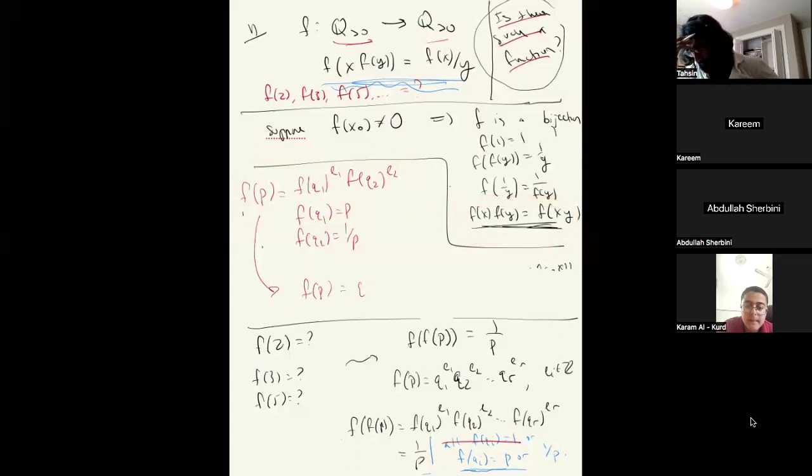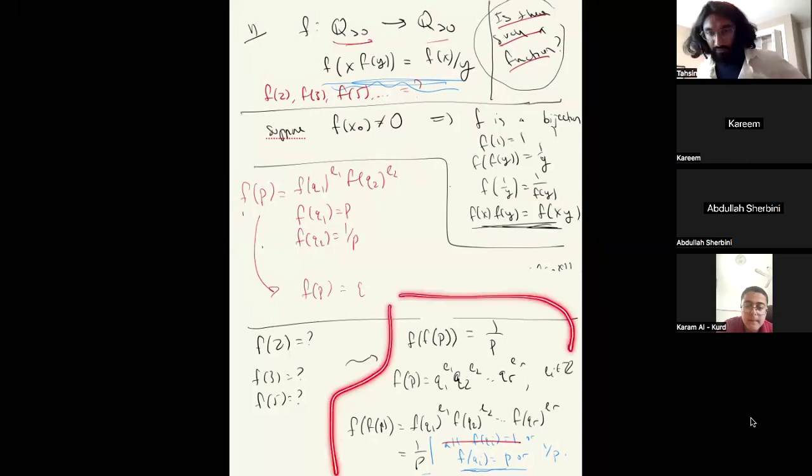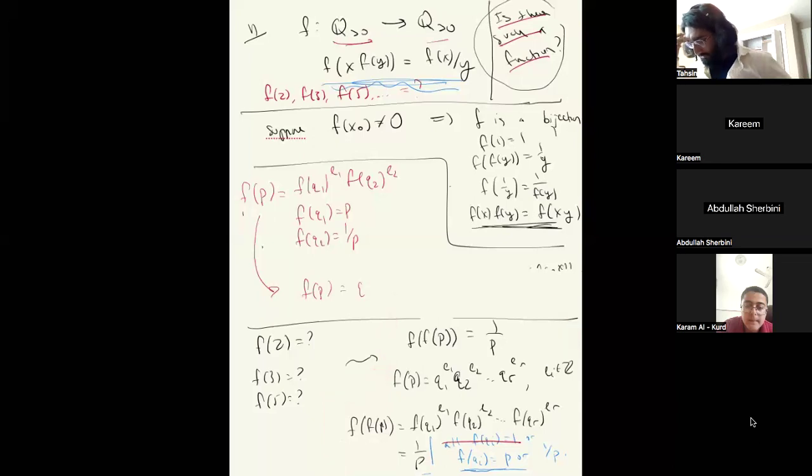So I don't get the transition between rationals to positive integers. Sorry, I'm not understanding the question. Did this part here make sense? No, the second one, the second equation, f of p equals q1 to the e1. This one, yeah. Ah, I see.